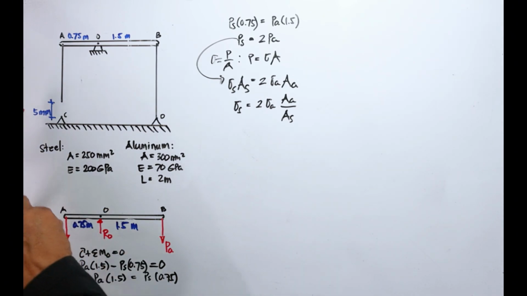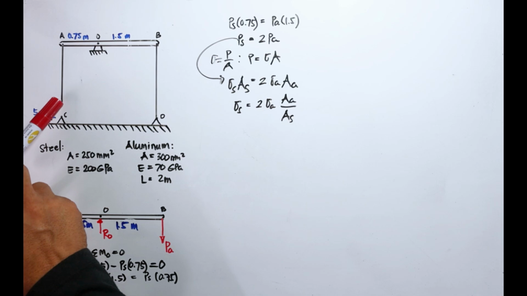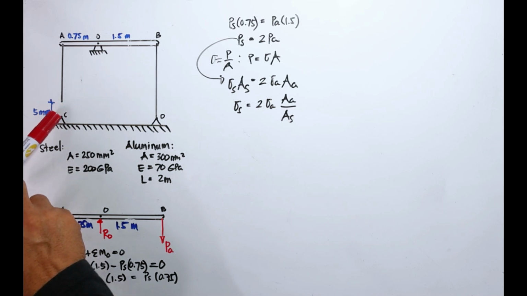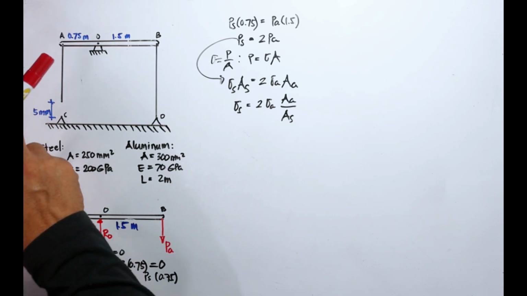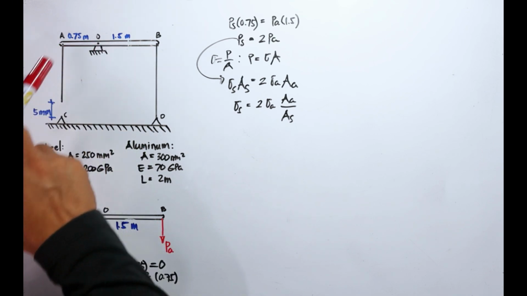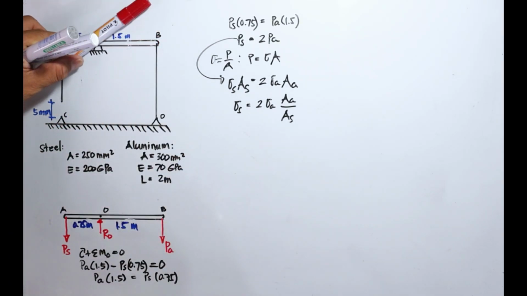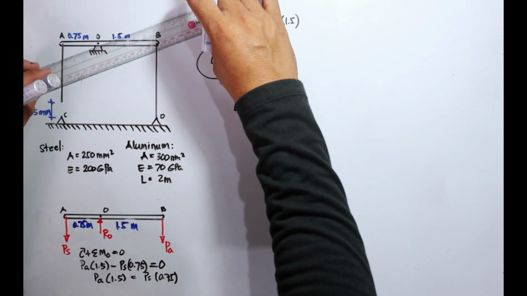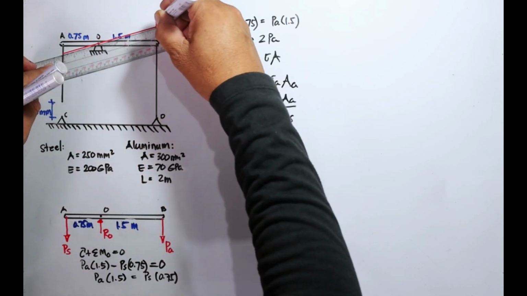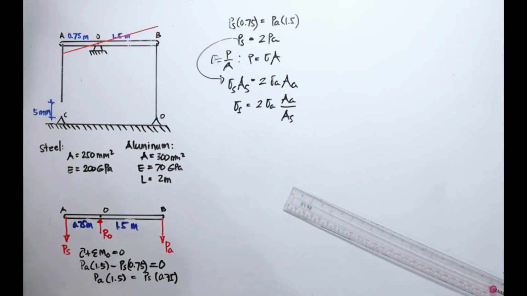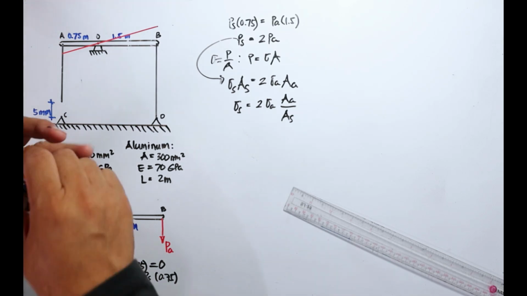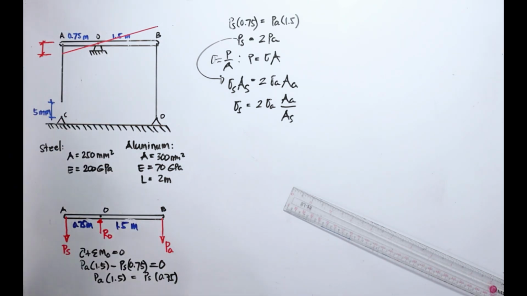Here, if we are going to pull this steel rod so that it will connect to point C, that means, and this bar being rigid, it will not bend, but it will rotate like this. Okay? The final position would be like this. Now, the question is, this gap here, this movement from A to this point, this one here, is that equal to this 5 millimeters?